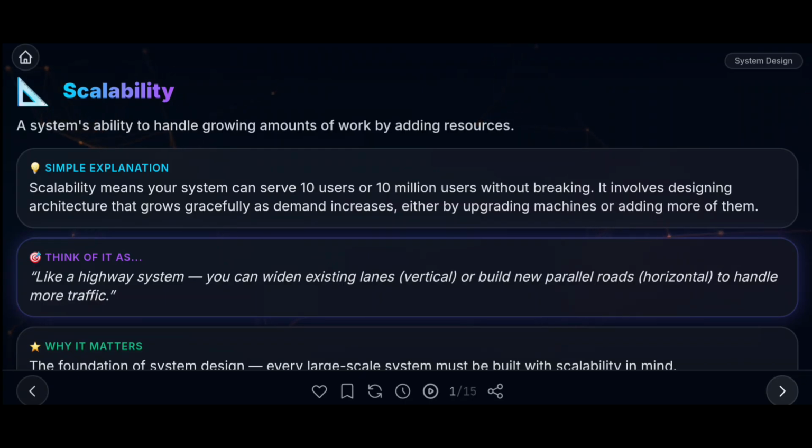Today we are going to discuss a quick revision of the top 15 system design concepts. System design is a very important subject to clear an interview. These days the interview process is a bit tough. It is very important to have very clear knowledge of system design concepts.